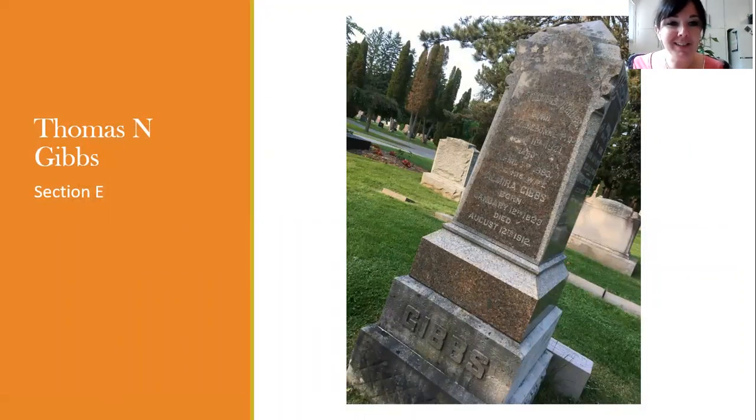As we move along to section E, we find the headstone for Thomas Gibbs. He was the eldest son of Thomas Gibbs and Caroline Tate. He was born in Terrebonne, Quebec, where the family lived until 1832 when they moved to Oshawa. His father helped to run the South Oshawa Milling Company, which was owned by their uncle, John Gibbs.